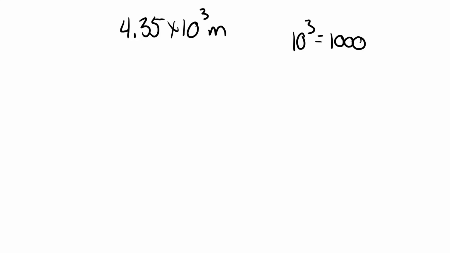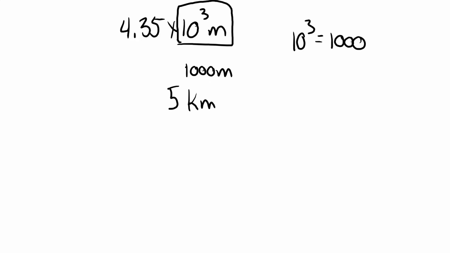Let's look at another example. What if we had 4.35 times 10 to the third meters? 10 to the third is equal to 1,000. So again, if we just connect these two pieces together, 10 to the third meters is 1,000 meters, and 1,000 meters is actually a kilometer. So in fact, what we've got is 4.35 kilometers.